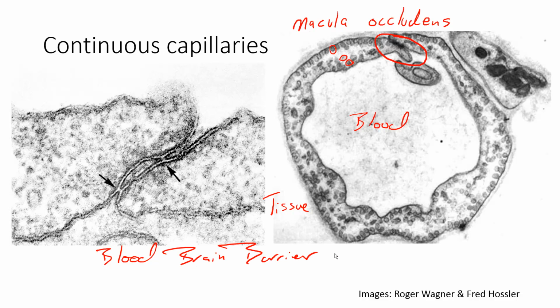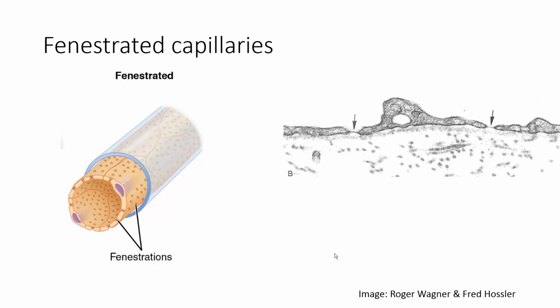Barrier. Cool. The next level of contact between the blood and the tissue space is the result of fenestrated capillaries. Fenestrated capillaries get their name from the Latin word fenestra, meaning window. Fenestrated capillaries have a continuous layer of cells. They tend to be tubular, like continuous capillaries. They have a continuous basement membrane, like continuous capillaries.